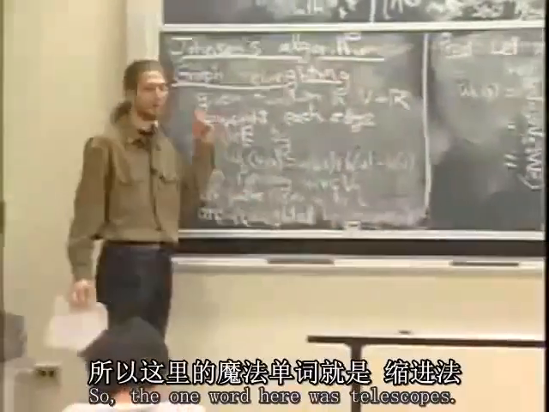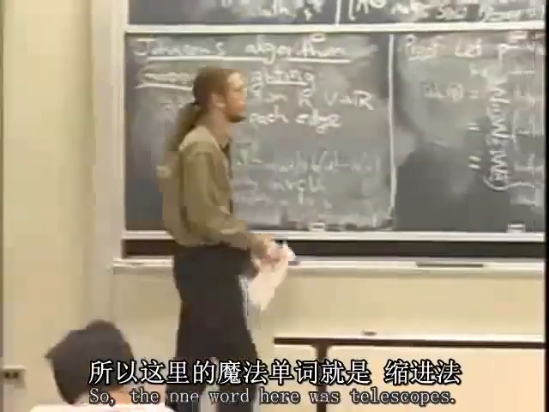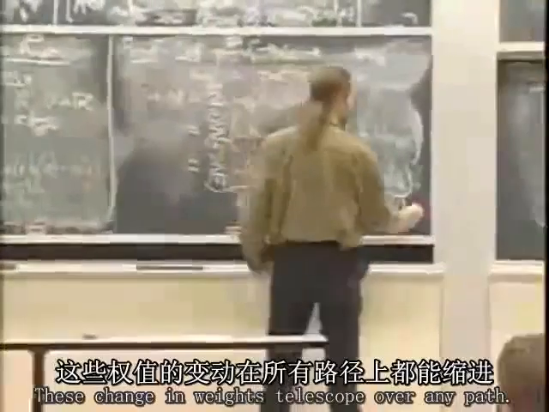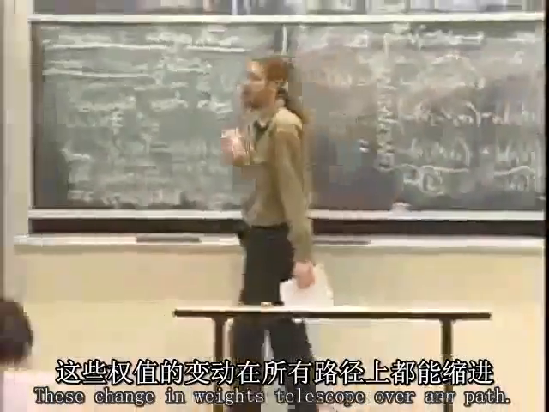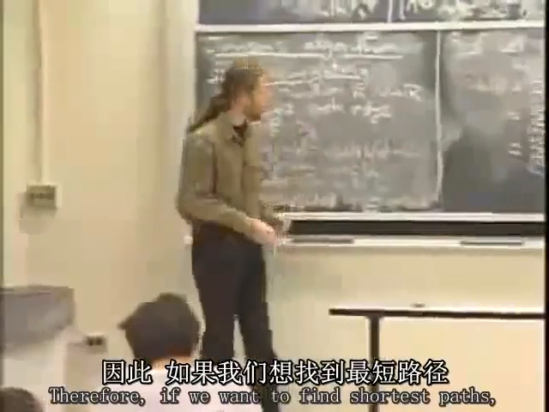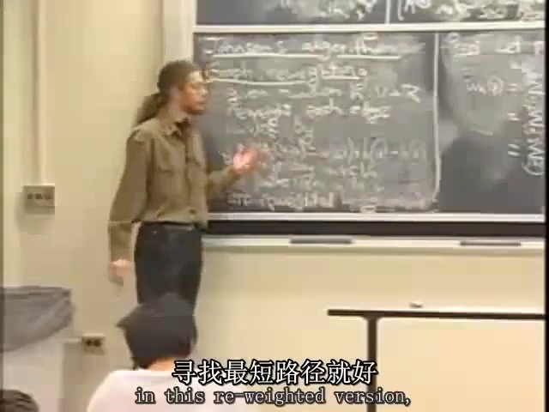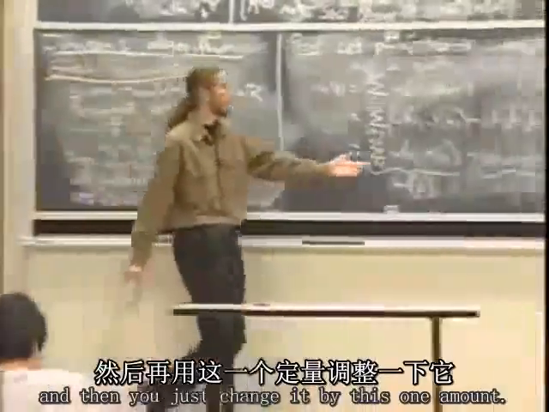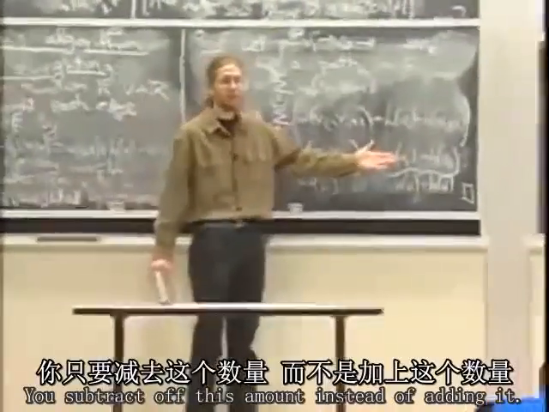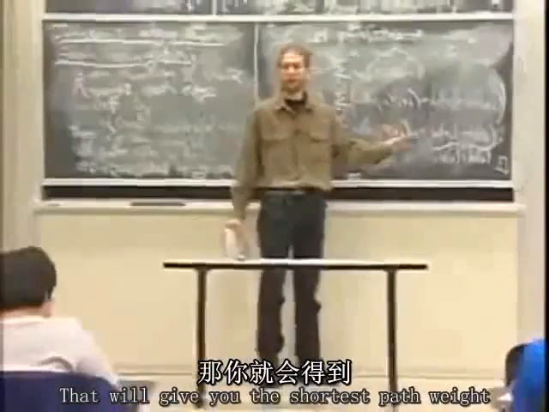So the one word here was telescopes. These changes in weights telescope over any path. Therefore, if we want to find shortest paths, you just find the shortest paths in this reweighted version, and then you just change it by this one amount. You subtract off this amount instead of adding it. That will give you the shortest path weight in the original weights.